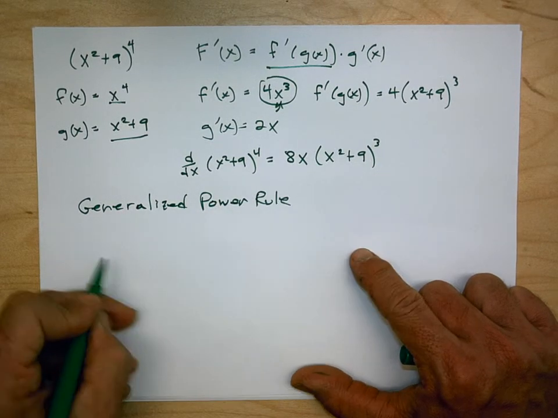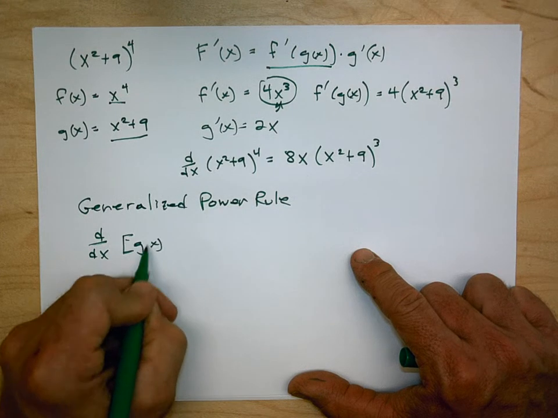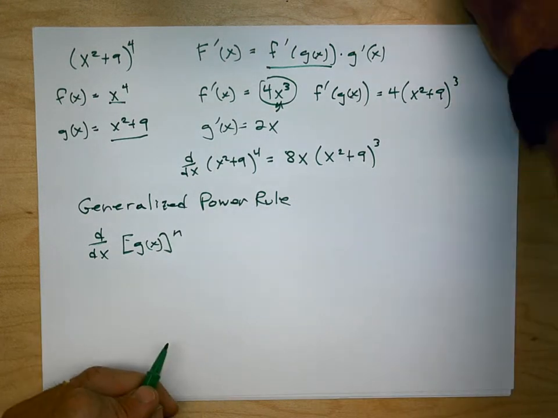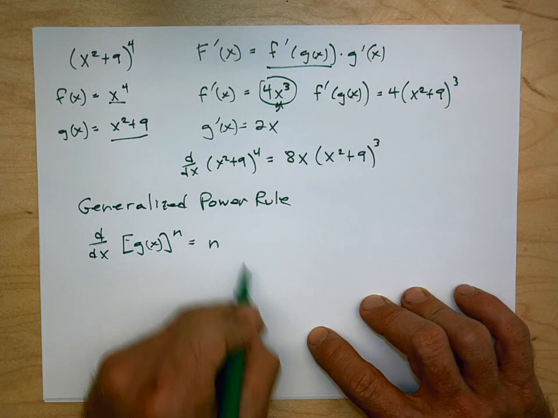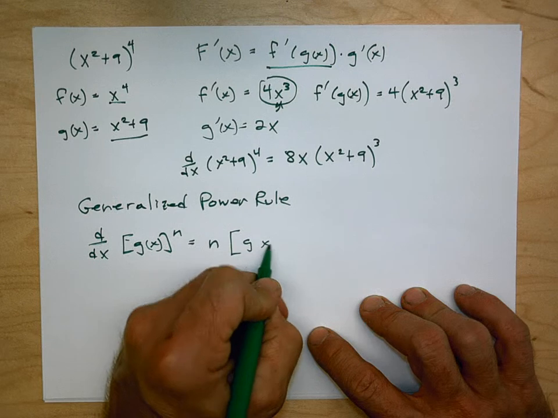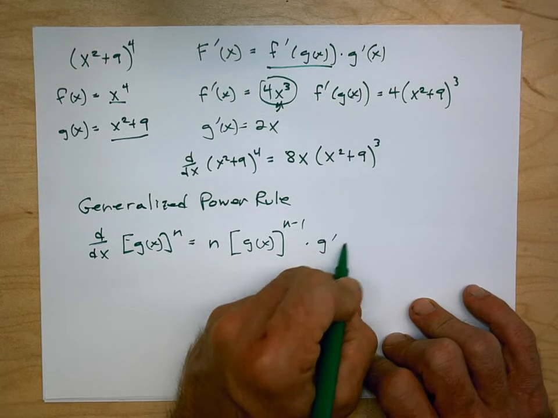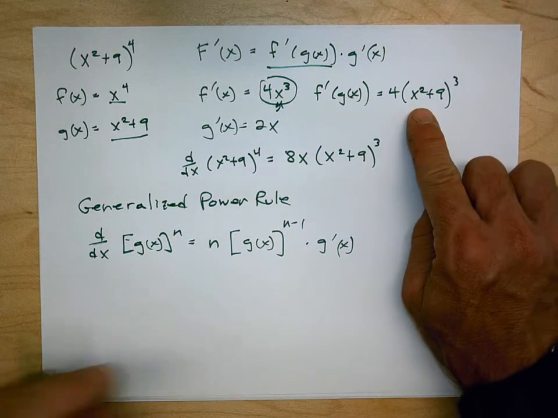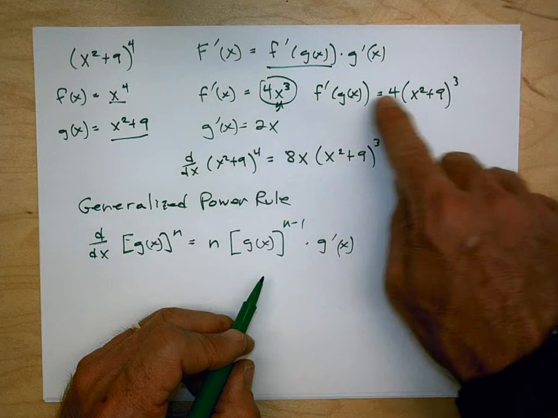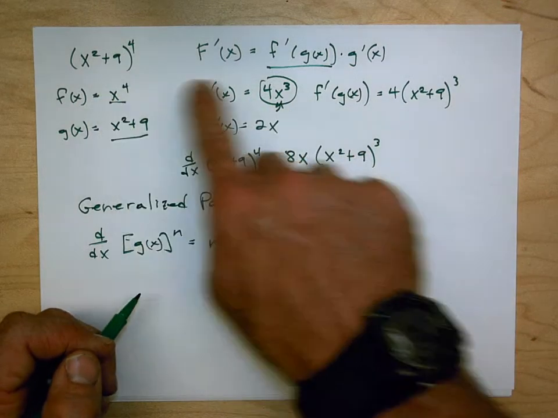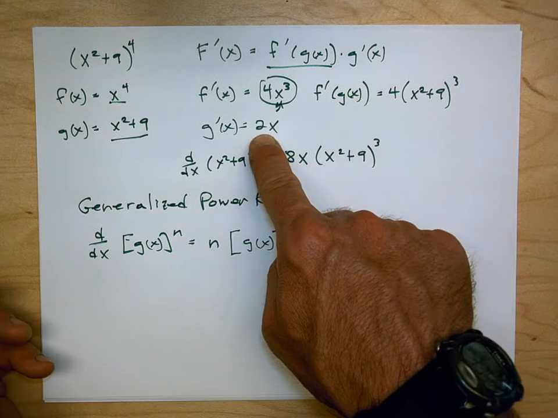All right, so we can find the derivative of some function to the nth power, and it would be the power times the function raised to the n minus first power times g prime of x. Notice that's exactly what we got here. This g of x that's inside was x squared plus 9. We took the derivative by multiplying by the 4 and reducing it to a 3, and then we multiplied by the derivative of the inside.